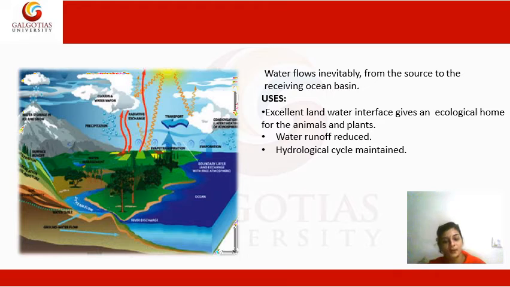Although water is an infinite source, we have to know about the cycle of the water. Water flows inevitably from the source to the receiving ocean basin. The land-water interface gives an ecological home for the animals and plants. Water runoff is reduced, the hydrological cycle maintained, groundwater level maintained. If the water precipitation is not enough, we will face major climatic disasters, that is flood, that is drought.